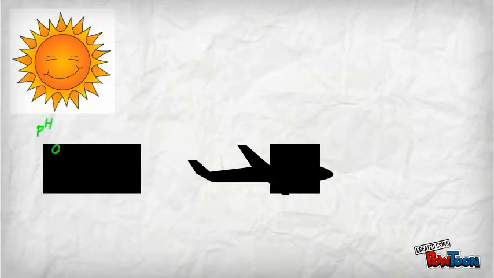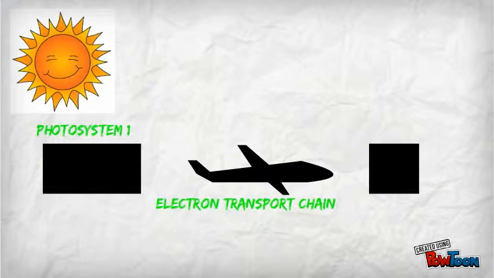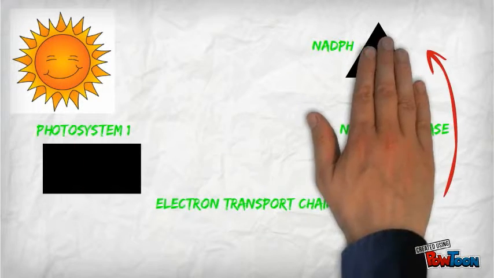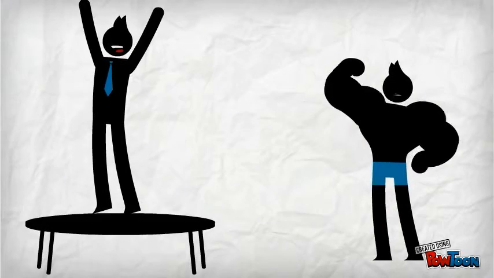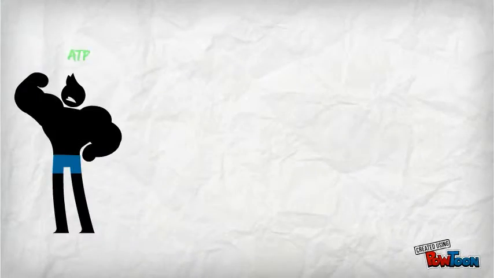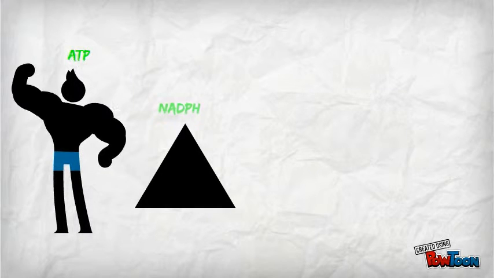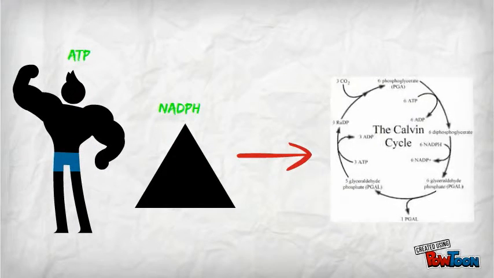While that is occurring, light is also hitting photosystem 1 to send electrons through the electron transport chain to change NADP to NADPH. But during that time, hydrogen molecules that were broken down from water are sent through the ATP synthase to turn ADP into ATP. Then the ATP and NADPH are moved into the Calvin cycle.